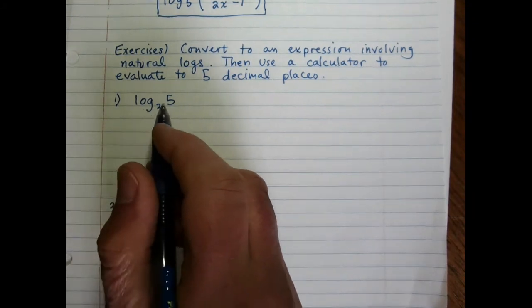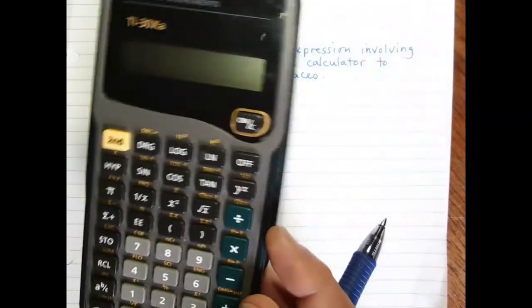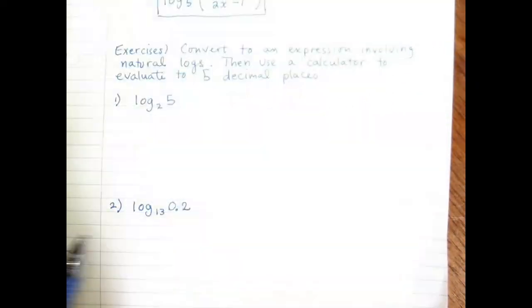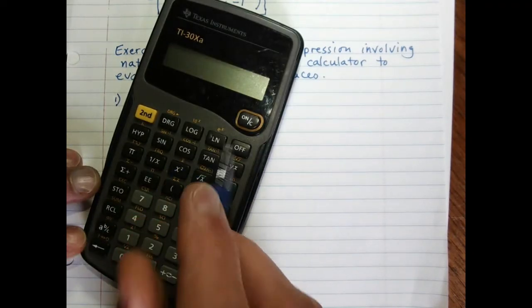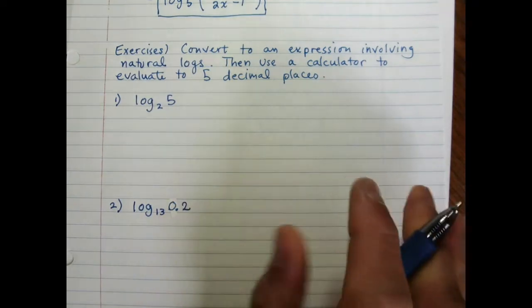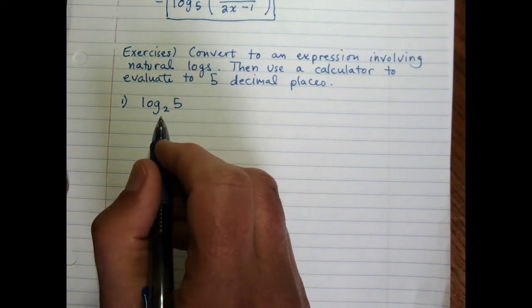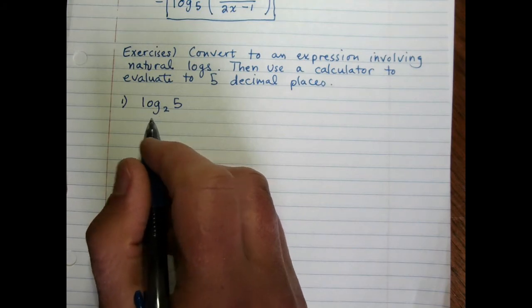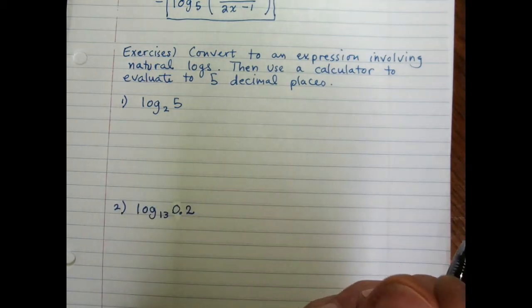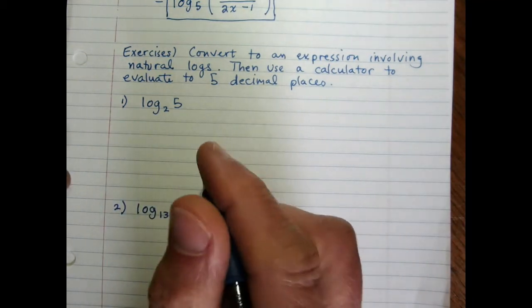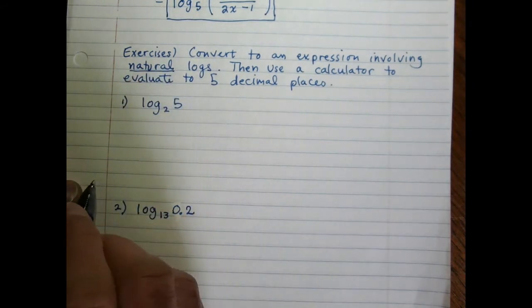Most calculators do not have log base 2 buttons. Here's my scientific calculator. I have a LOG button and I have an LN, but I don't have log base 2. It turns out that a log to any base can be converted to either natural or common logs. Here we're just going to use natural logs, so we're going to use ln.